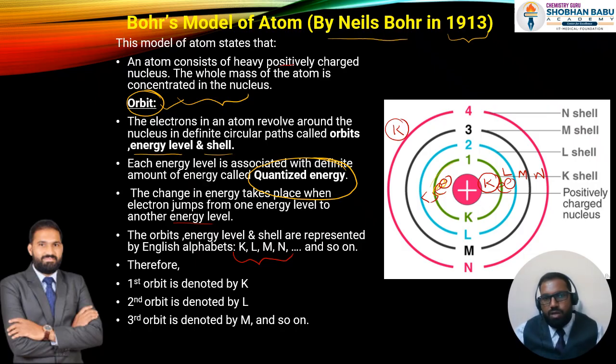It is also represented with n values: n equal to 1, n equal to 2, n equal to 3, n equal to 4. The first orbit is K, with n equal to 1. The second orbit is L, with n equal to 2. The third orbit is M, with n equal to 3.